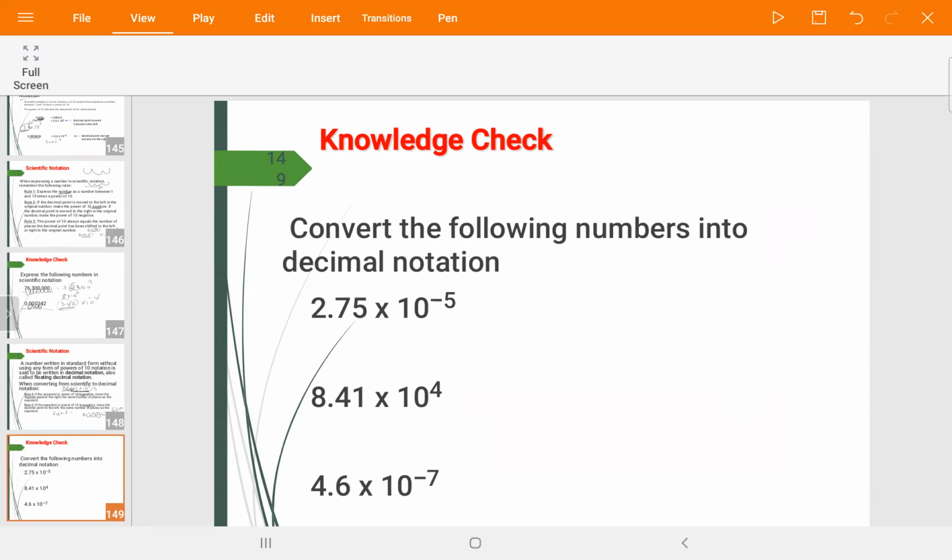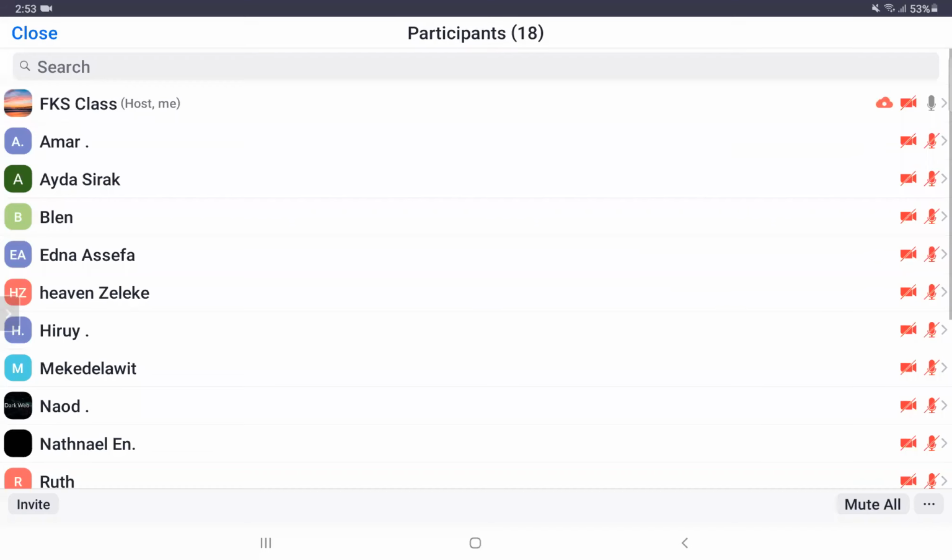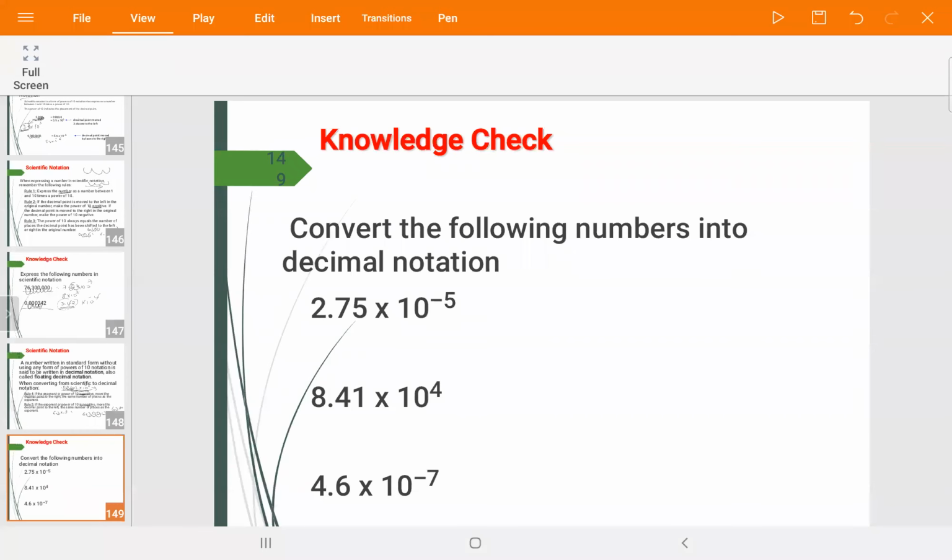ግልጽ ነው? Is it clear? ቀላል ነው። ይሄ ያው ብዙ አይከብዳችሁም። You can interrupt and ask any question.